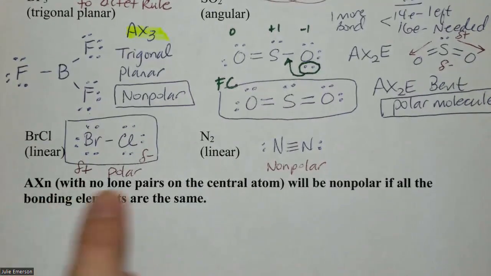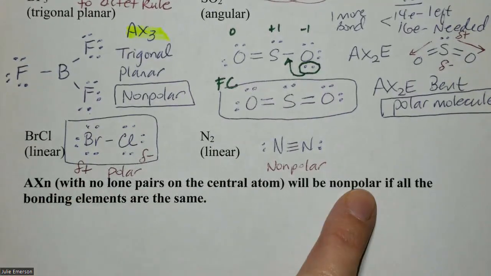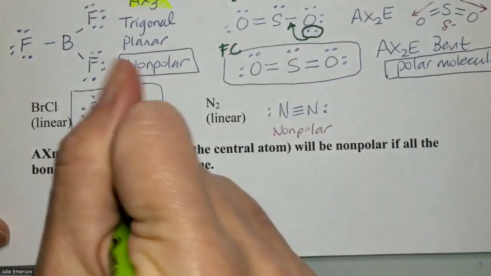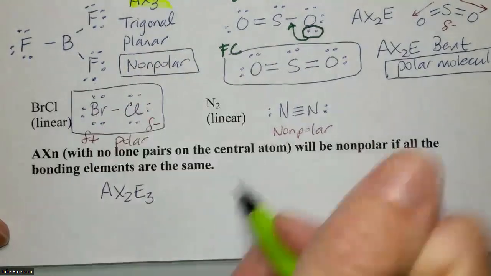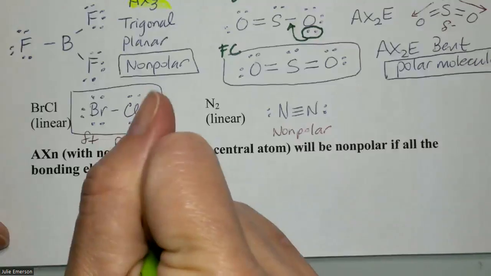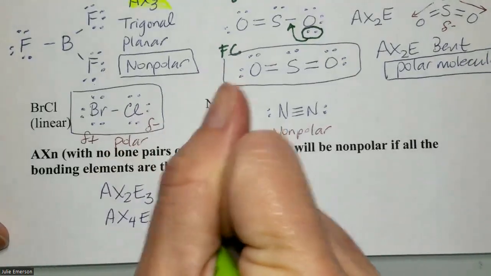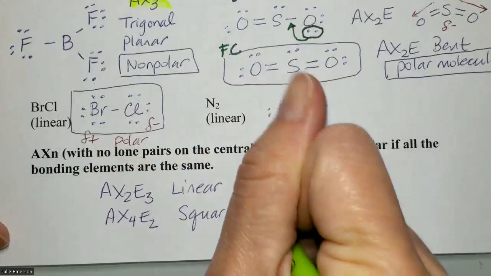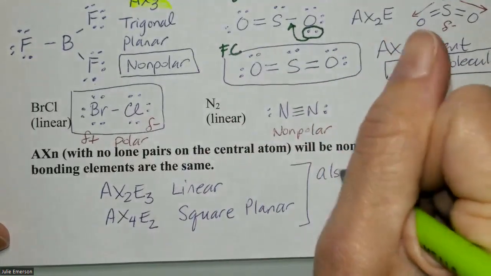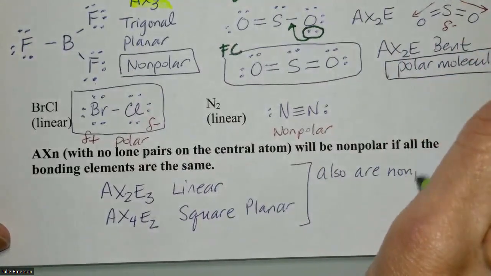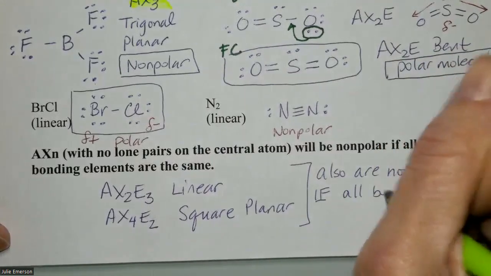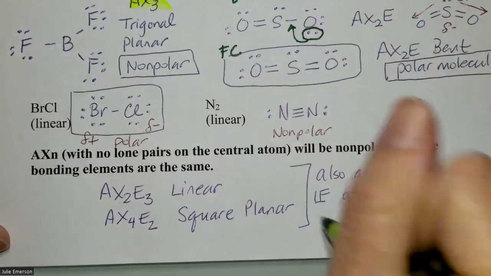It says AXN with no E will be nonpolar if all the bonding elements are the same. The two exceptions are AX2E3, which is linear, and AX4E2, square planar. Makes sense because it's in a plane. These also are nonpolar, but again, only if all bonding elements are the same.